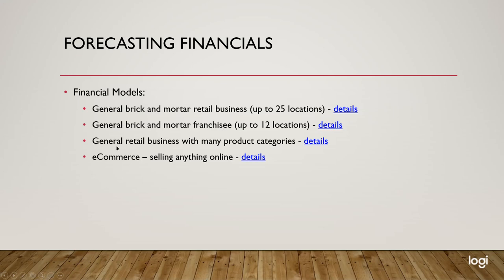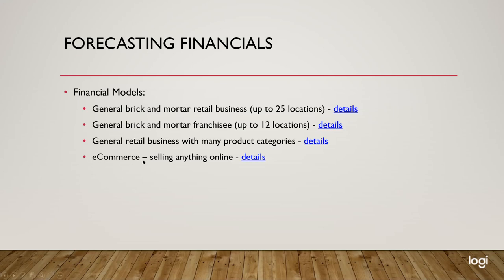I've also done a general retail business with many product categories. So this is one where you can do some granularity. It's got maybe 25 different product categories. And for each one of those categories, you can do pricing of low, mid, high. And there's a bunch of assumptions there. It also has a three-statement model integrated into it, so an inventory and all that. So that's one more advanced template that you might find useful if you're going to sell a lot of different products or product categories in your small business.